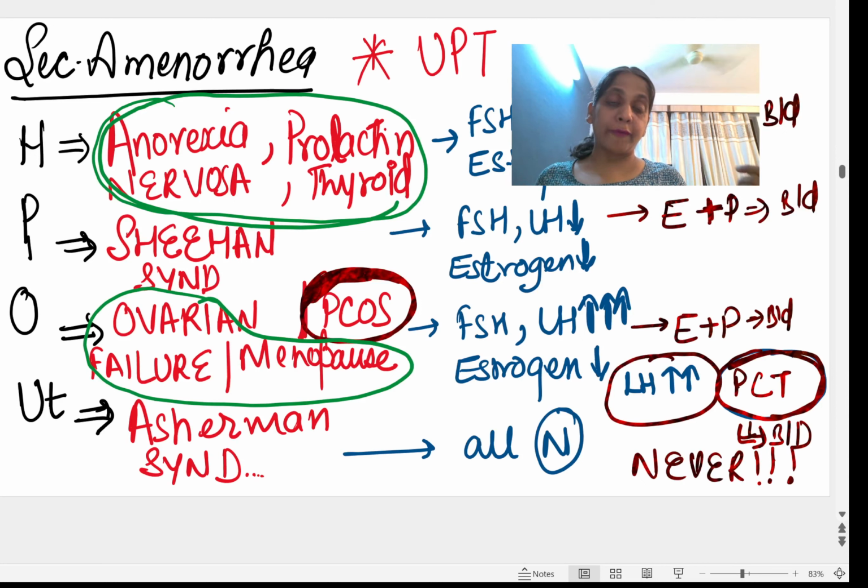And all the contraindications of combined oral contraceptive, that long list of hypercoagulable tendency, liver dysfunction, lactation and cancers, it can be given in all those conditions.